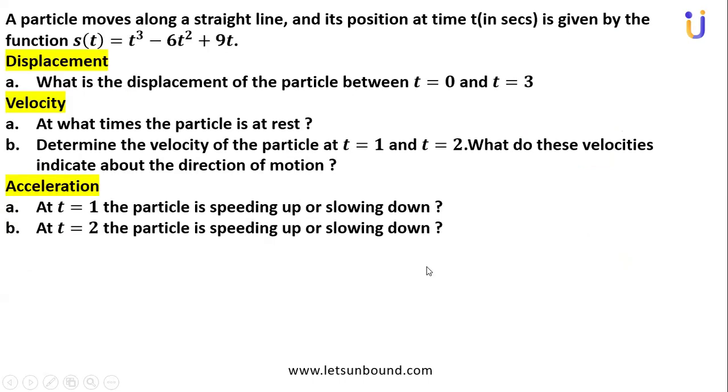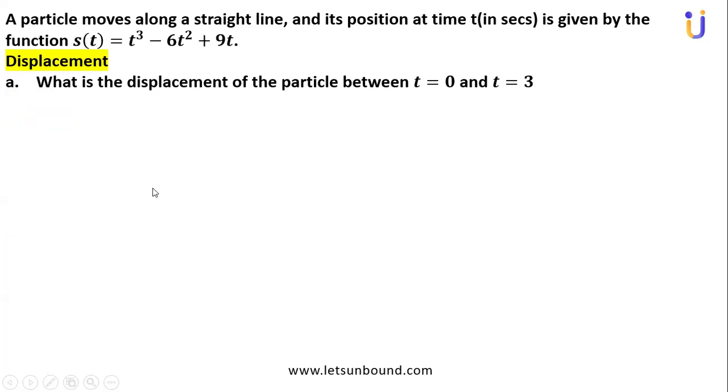And now let's solve an example. A particle moves along a straight line and its position at time t in seconds is given by the function. We are going to interpret all of this: displacement, velocity, and acceleration.